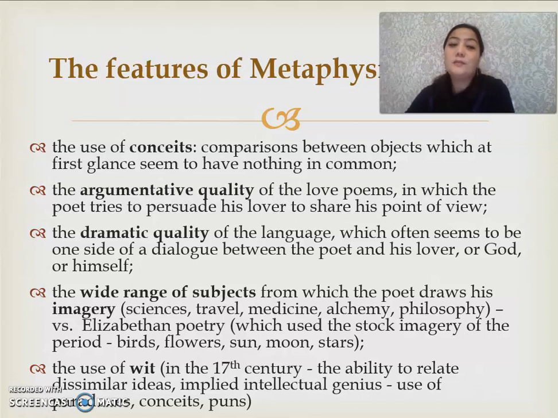The wide range of subjects from which the poet draws his imagery: sciences, travel, medicine, alchemy, philosophy, and Elizabethan poetry, which used the stock imagery of the period: birds, flowers, sun, moon, stars, etc. And the last feature of metaphysical poetry is the use of wit. In the 17th century, the word wit meant the ability to relate dissimilar ideas, implied intellectual genius, the use of paradoxes, conceits, and puns.